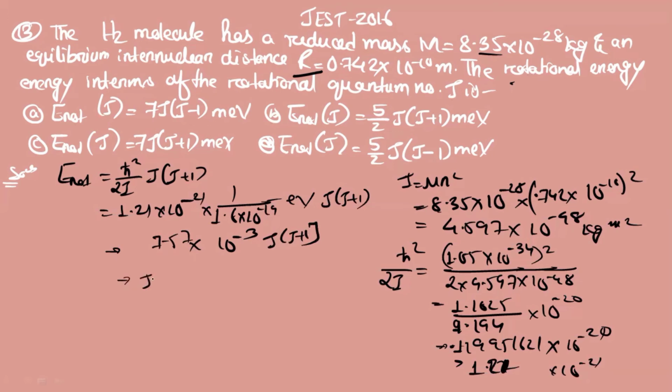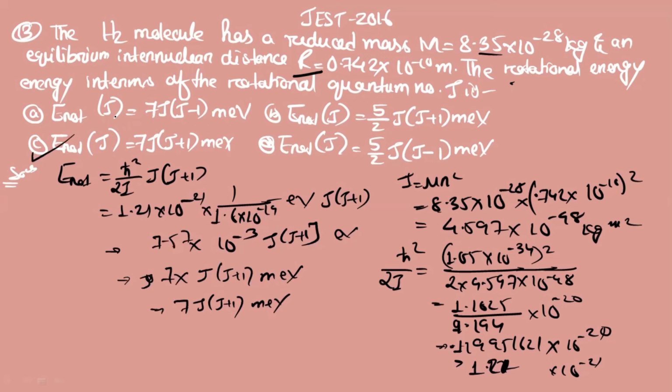So you can write it to be equals to what? This entire term, if you would convert it, this one, 7.57, this is electron volt, okay? 7.57 into 10 to the power minus 3. So you will convert to milli electron volt because the unit is that. So you will get approximately 7, okay? 7.57 will give you the approximate value. So it is J into J plus 1. Directly you can write 7 J into J plus 1. Clear? So the correct option is option C.